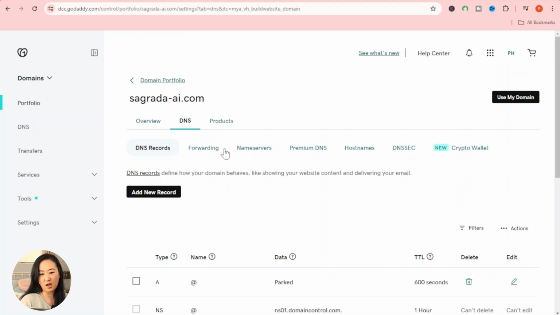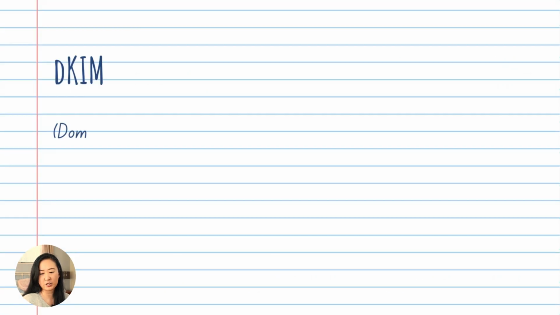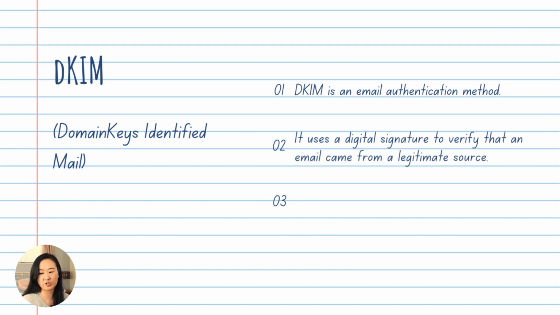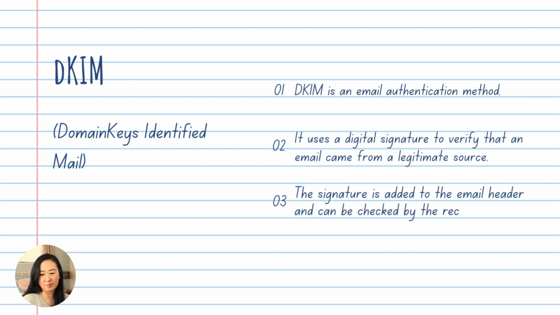So on my laptop right now, it says DKIM is short for DomainKeys Identified Mail. It's basically an email authentication method. It uses a digital signature to verify that the email came from a legitimate source. The signature is added to the email header and can be checked by the receiving server.